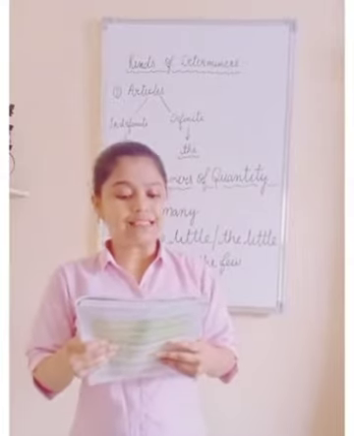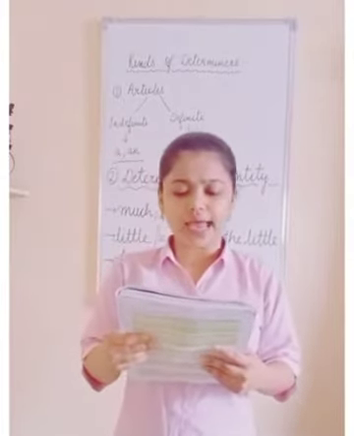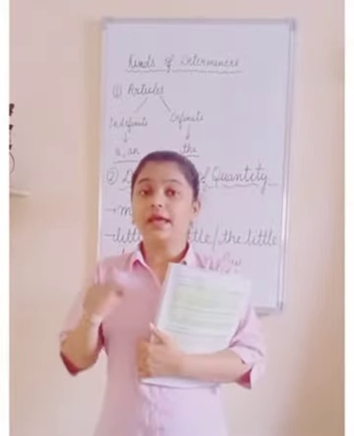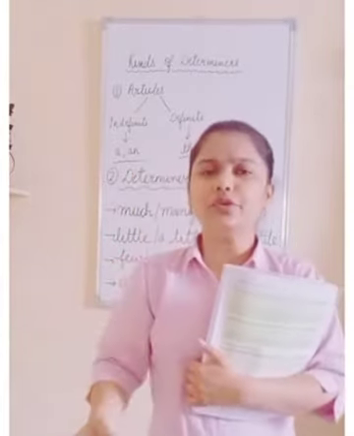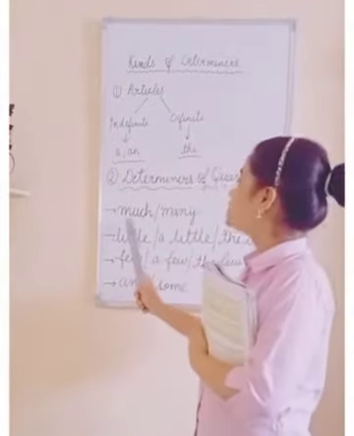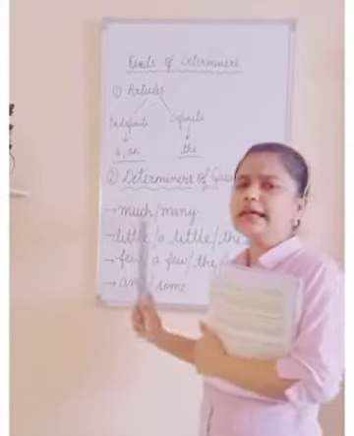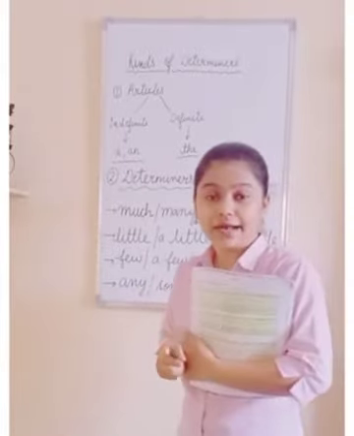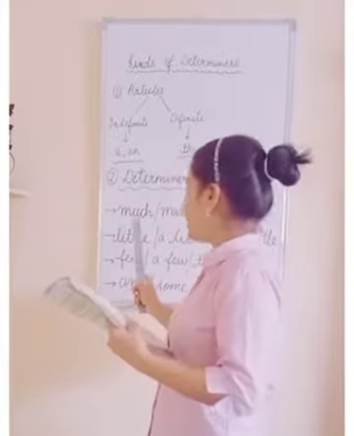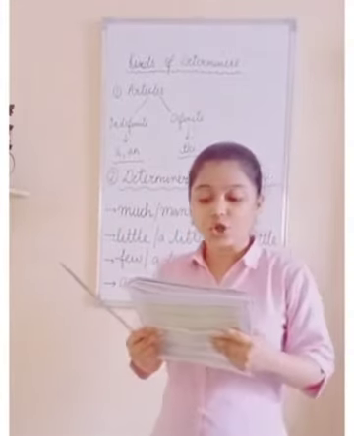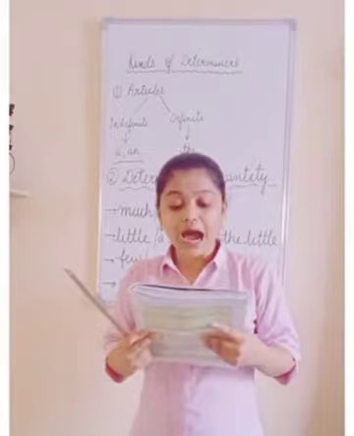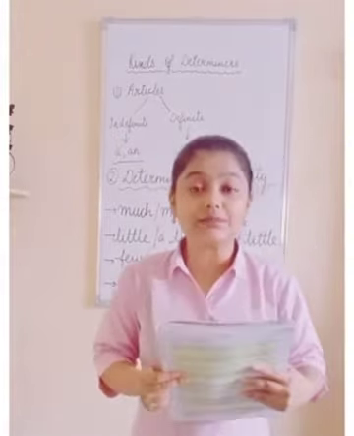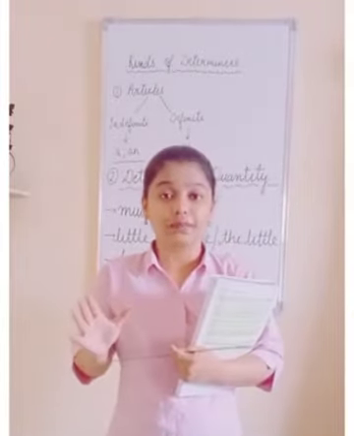Some of these determiners are easily confused and hence can be used incorrectly, right? So today we will learn about some easily confusing determiners. Number one is much and many. We often get confused whether I should use much or many, right? Much is always used before uncountable nouns to denote quantity. It means much is used before uncountable nouns.